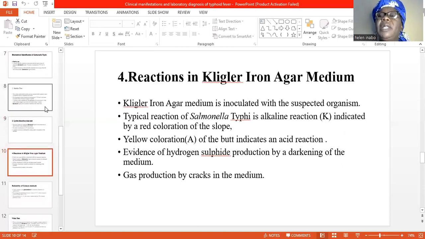The fourth test is observing reaction in Kligler iron Agar medium. The Kligler iron Agar medium contains 3 carbohydrates or 3 sugars, and the fermentation by the test organism is observed. Typical reaction for Salmonella typhi is alkaline reaction over acid reaction. The alkaline reaction is indicated by the red color of the slope and the yellow coloration of the butt, that is at the bottom of the tube of the medium, indicates an acid reaction. Evidence of hydrogen sulfide production is shown by a darkening of the medium. Then if there are cracks in the medium, it is observed that gas has been produced.